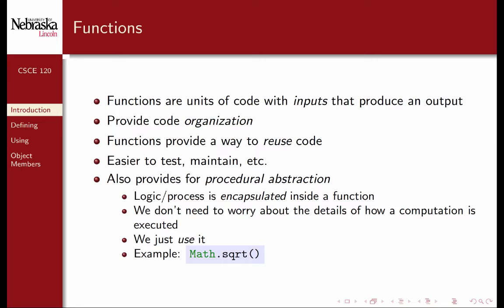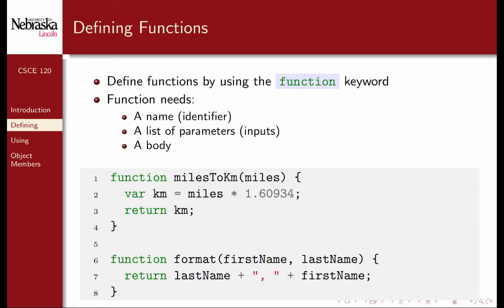A prime example of this is the math library's square root function. We don't know how it works, and we really don't care. It just provides us a result. If we were to actually implement this function, we would need to worry about the details, but just using it, we don't have to. In JavaScript, you can define a function using the function keyword.